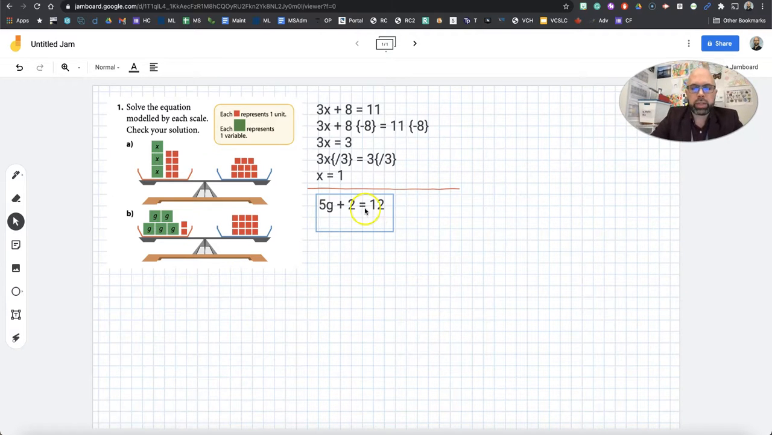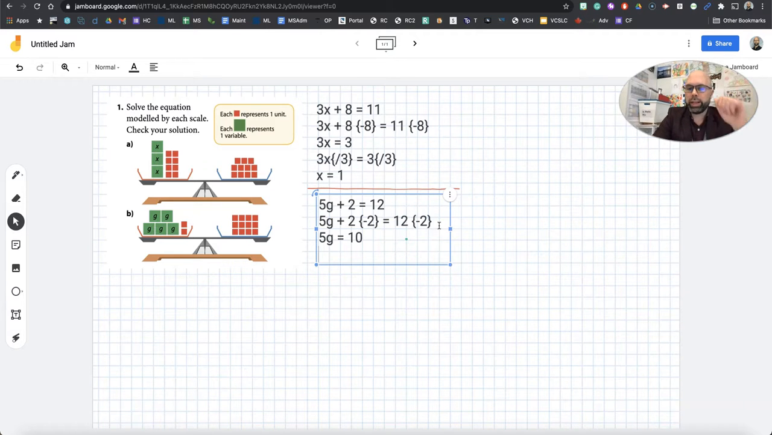So again, our first task is to get rid of this 2. So I'm going to do that by copying that out. Now, I know some of you are going to hate writing that out every time. You just want to jump ahead. But I think it's really helpful to keep that clear. Squiggly minus 2. Okay. And then we've got 5g equals 10.